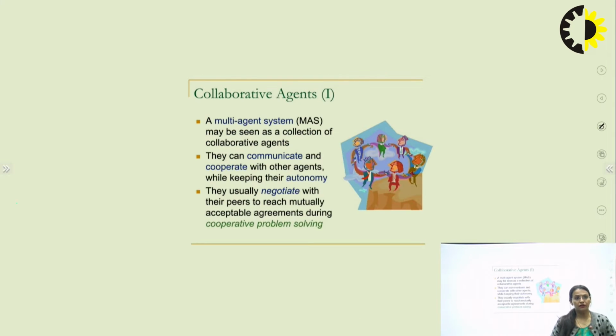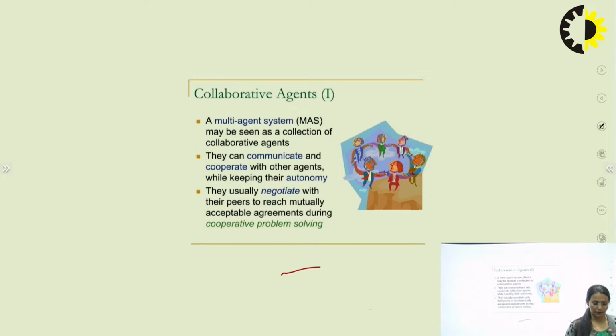So starting with this, what is a collaborative agent? As the name suggests, a collaborative agent is one that collaborates with others. There are multiple kinds of agents here in a collection, and those agents collaborate with each other. Again, these agents may belong to the same domain or different domains, but still they are collaborating with each other. They can communicate and cooperate with other agents while keeping their autonomy.